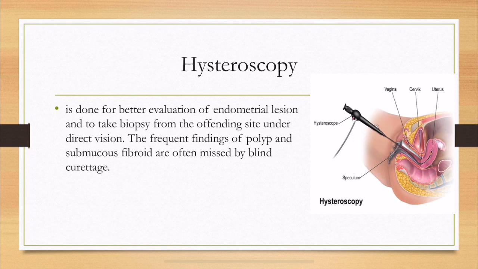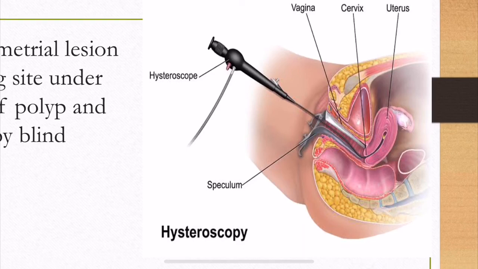The frequent findings of polyp and submucous fibroid are often missed by blind curettage. If you do blind curettage, we often miss the polyps and submucous fibroid. By hysteroscopy, you can do a better evaluation of the endometrial lesions, and we can also take the biopsy under our direct vision. You can see the hysteroscopy here.